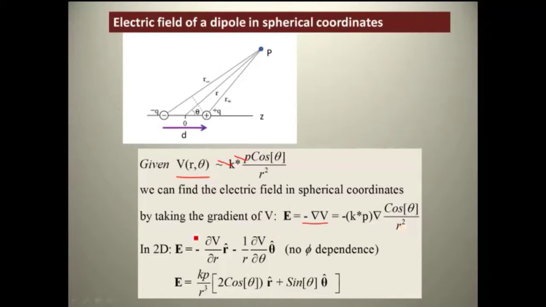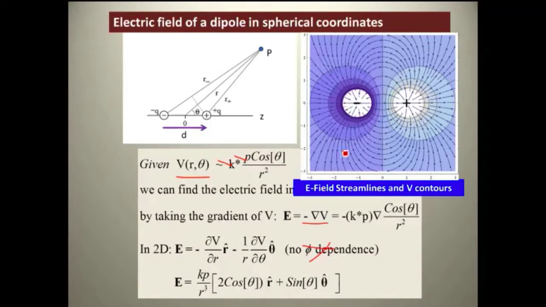So you've got to look that up. The gradient in spherical coordinates is the partial of the function with respect to r times r hat, and then 1 over r times the partial of the function with respect to theta, times theta hat. There's another term in phi, but we don't have to worry about that, so we just cross that out. So doing that, you end up with kp over r cubed, notice the cubed, times 2 cosine theta r hat plus sine theta theta hat. Notice that the negative signs become positive signs.